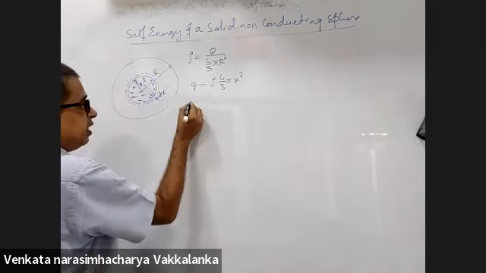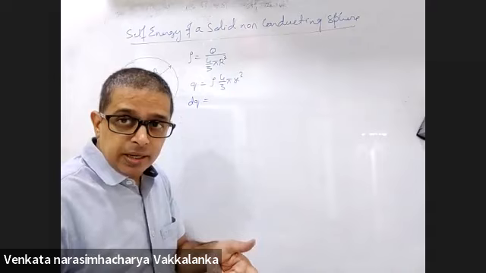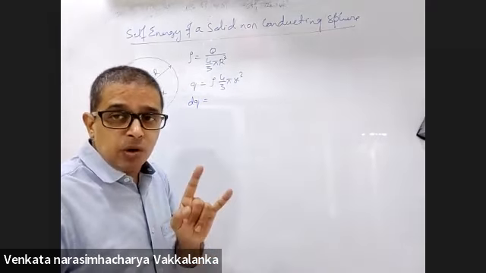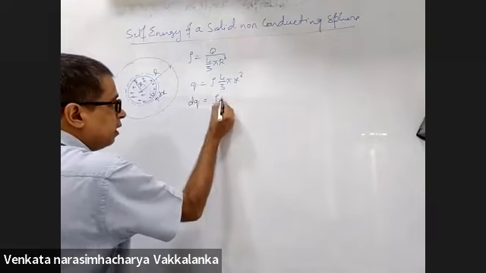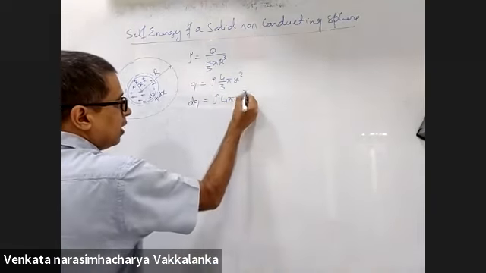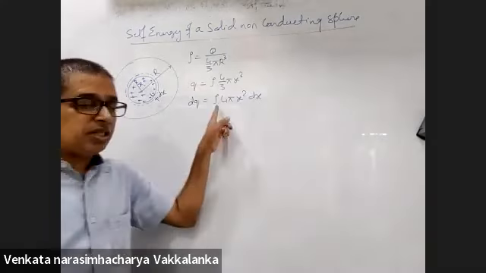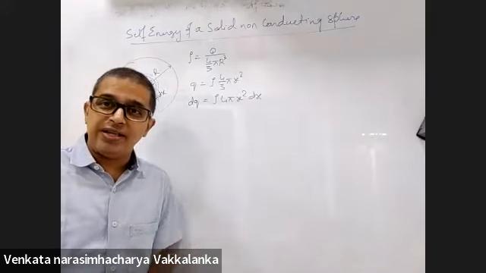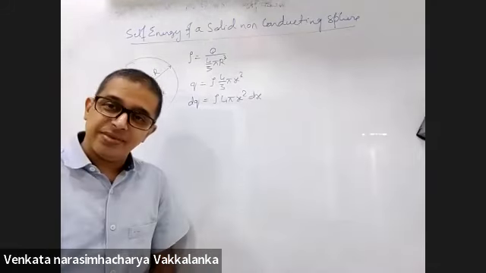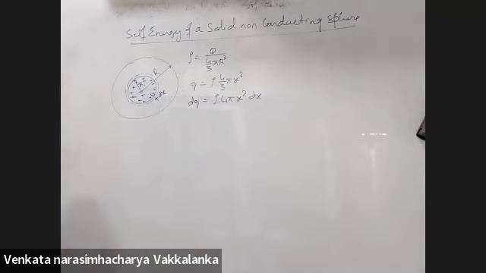I will bring dq amount of charge and calculate the work done. How much will dq be? Rho into 4 pi x square dx. Density should be the same. I cannot bring arbitrary charge dq and then say it does the work. Till here, is it clear to all? Yes, sir.